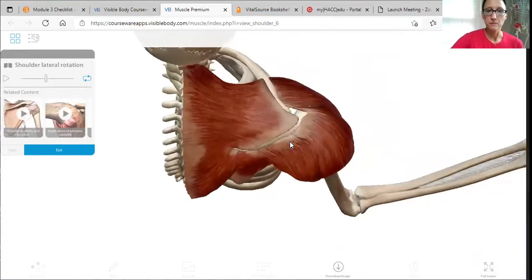So we can see it from a couple of different angles here. I like this view. Here's deltoid. And of course, here is trapezius insertion. Okay, that should be easy to remember if you study these 2 muscles together because they have a similar point of attachment.